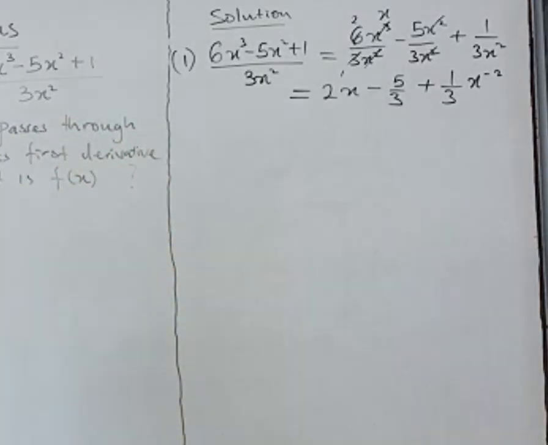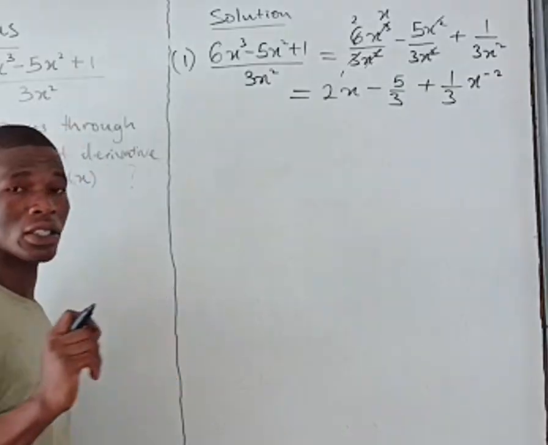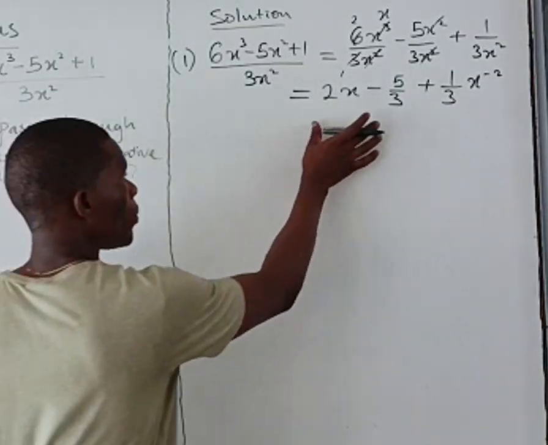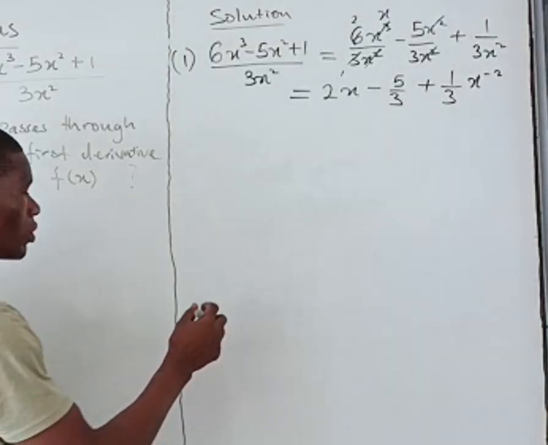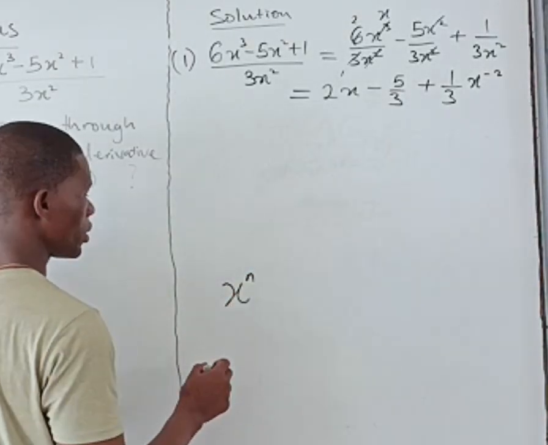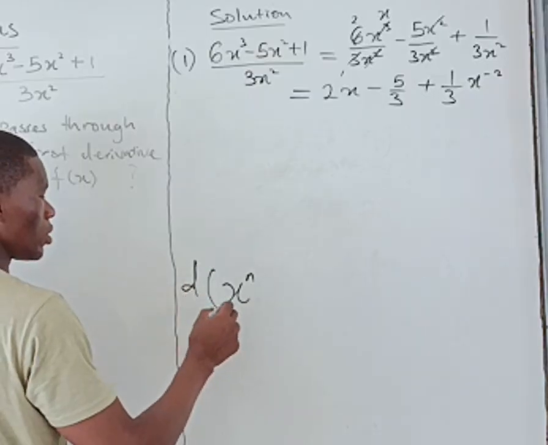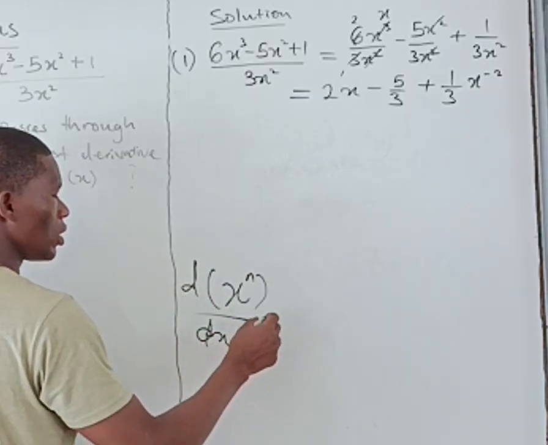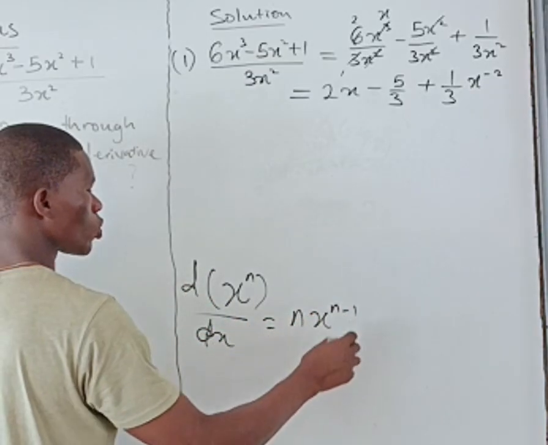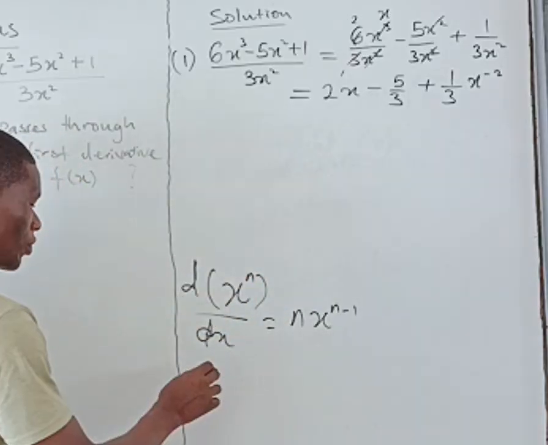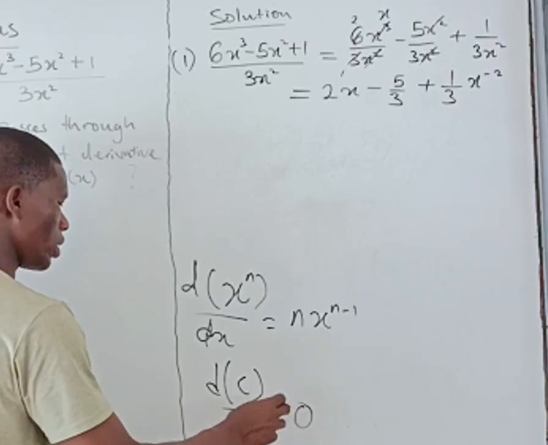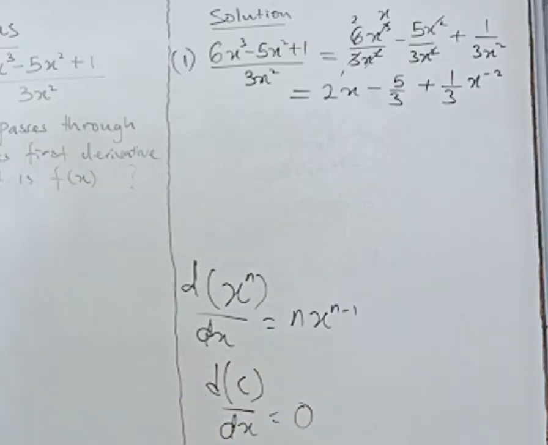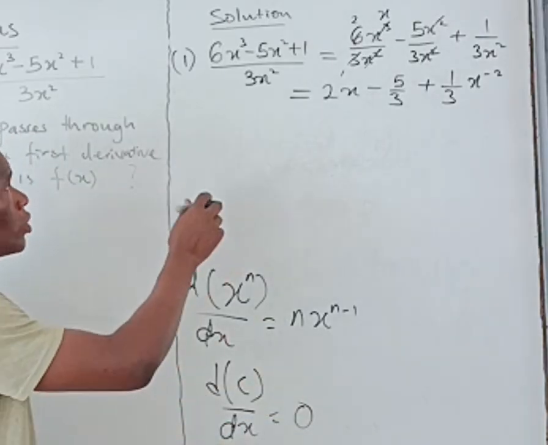Now we can differentiate, right? So remember that this is just like a polynomial, right? Now we can differentiate, and remember that when we differentiate x to the power of n with respect to x, this becomes n x raised to power n minus 1. So that's what I'm going to use for this. When we differentiate a constant, say c, it is 0. So please let's put it in mind. That's what I'm going to be using here.